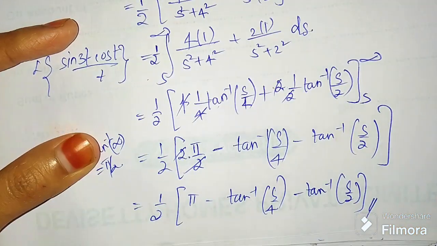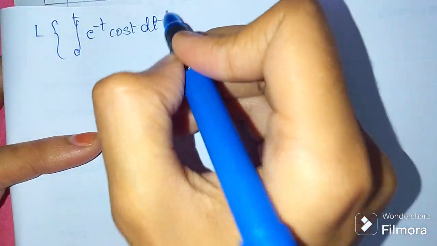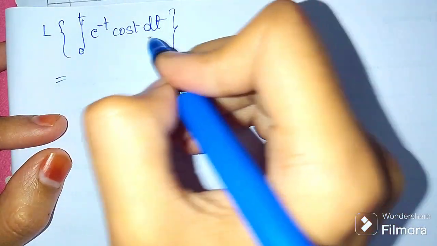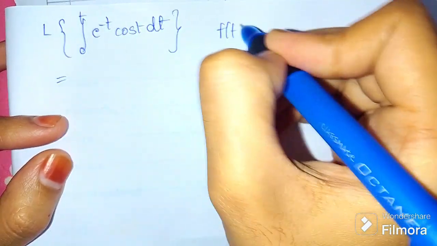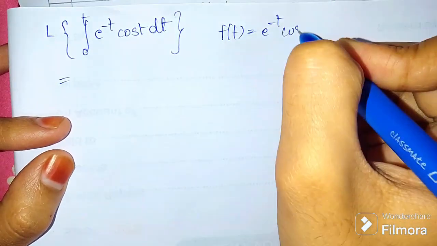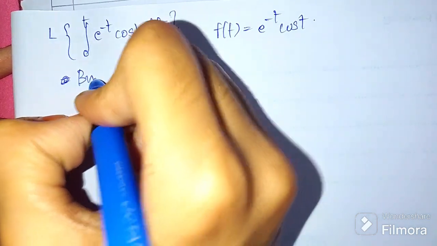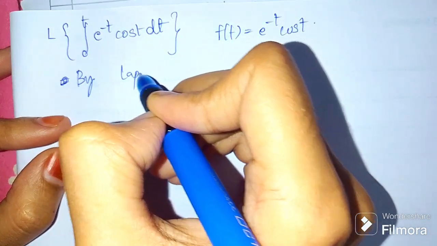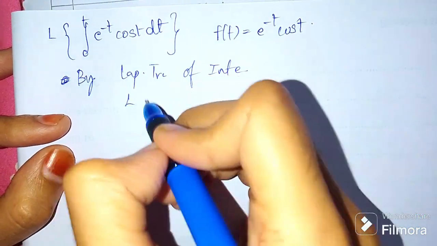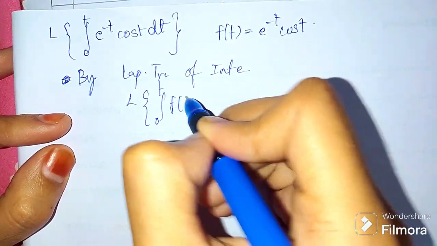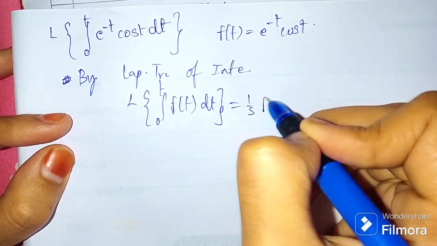Okay, so next is Laplace of this integral. What is my f of t? My f of t is this whole function. F of t here is e power minus t cos t. As I told, let us again recall the Laplace transform of integrals. What is that? Laplace of integral 0 to t f of t dt is 1 by s f bar of s, right?